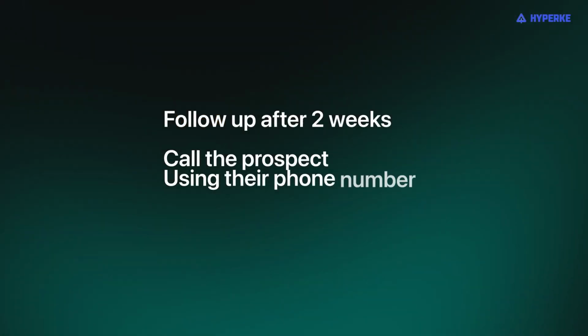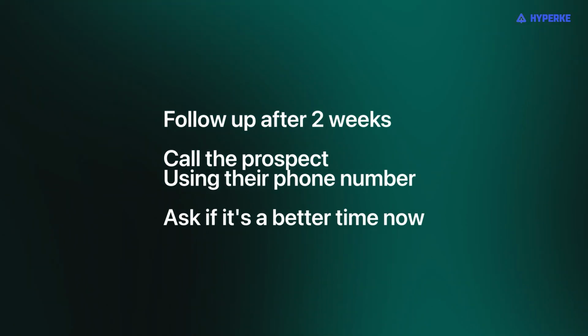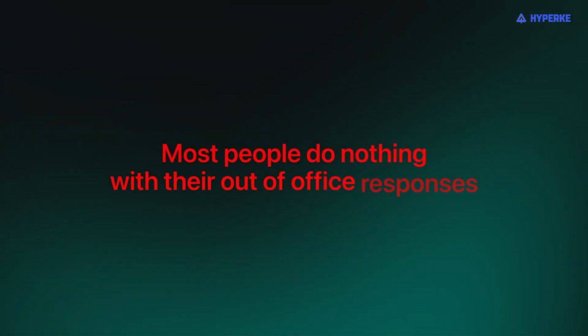And more importantly, when you have the AI go through all of these out of office replies, you must ask it to extract phone numbers from these prospects' signature and push all of that information to your SDR's calling list for 2 weeks from now. So that 2 weeks later, when the prospect is back in office, your SDRs can give them a phone call because they got their phone number from the signature and ask them if now is a better time for a conversation. Most people do nothing with their out of office responses, and doing something like this could easily help you squeeze in a few extra opportunities for your pipeline.